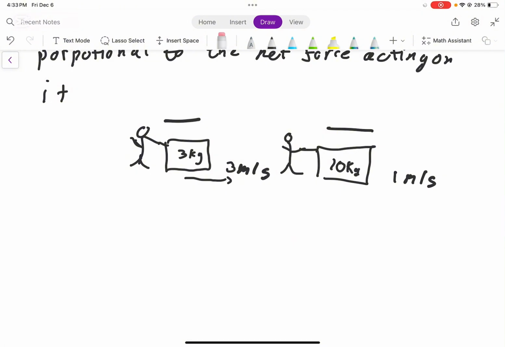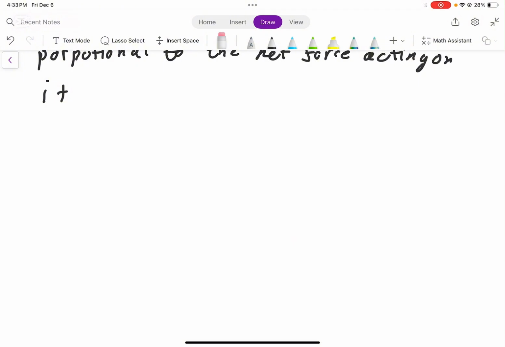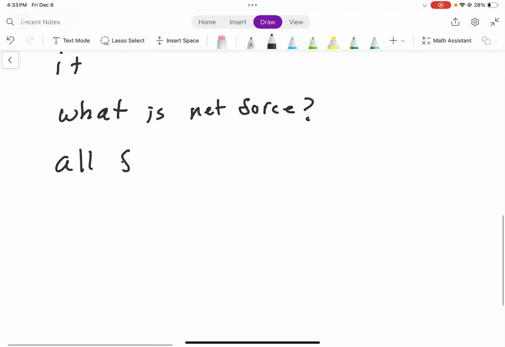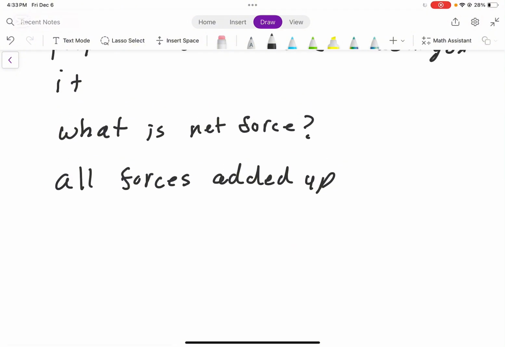So basically what Newton stated was that the acceleration is going to be proportional to the net force on a box. The net force is basically all the forces added up, right? You may ask, what is net force? Well, net force is all forces added up. We'll go more into that later when I start to explain what forces are, but that's all you need to know: net force is all forces added up.